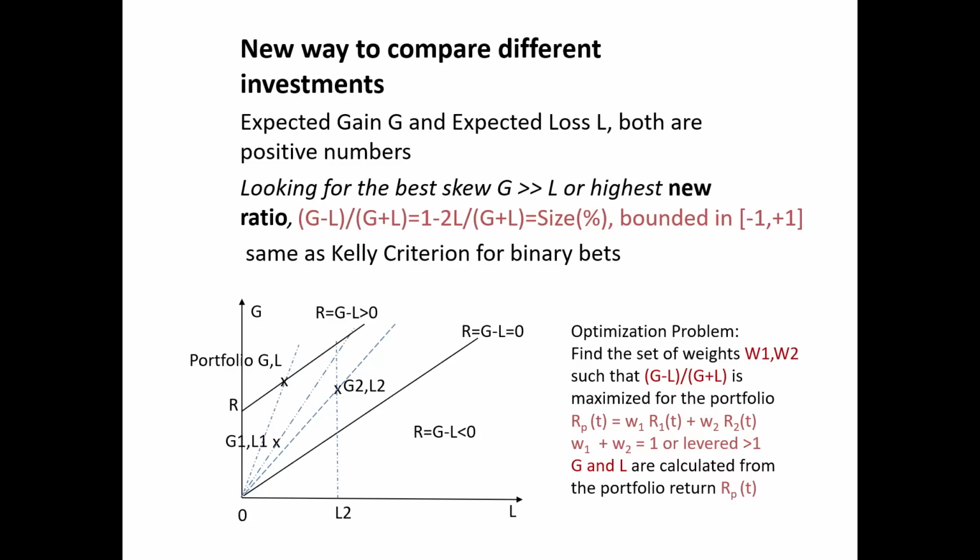Or written in a different form, G minus L, which is the return, divided by G plus L. And if you change the format a little bit, it becomes 1 minus 2L divided by G plus L. This is exactly the sizing percentage from Kelly's criterion in binary betting. So this number is bounded from -1 to +1, so it can be directly translated into sizing.